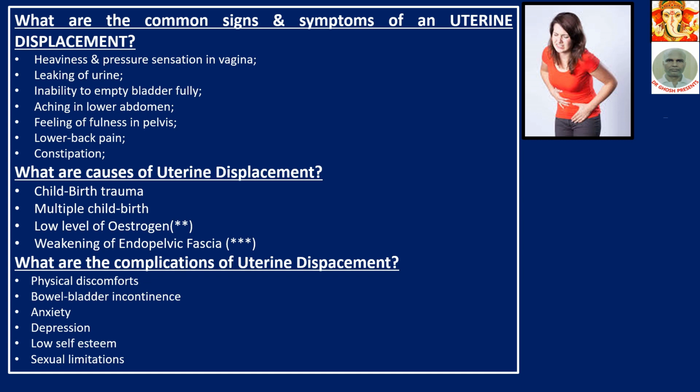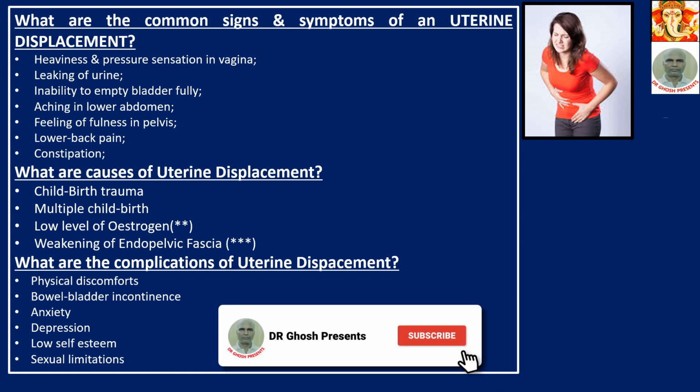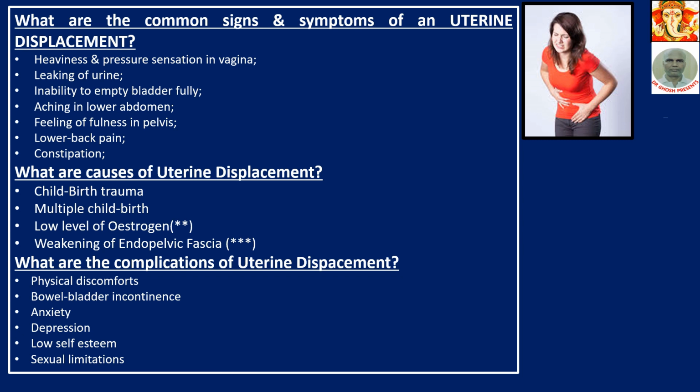What are the common signs and symptoms of uterine displacement? Heaviness and pressure sensation in the vagina. Leaking of urine. Inability to empty the bladder fully, aching in the lower abdomen, feeling of fullness in the pelvis, lower back pain, constipation. What are the causes of uterine displacement? Childbirth trauma, multiple childbirth, low level of estrogen, and weakening of the endopelvic fascia.